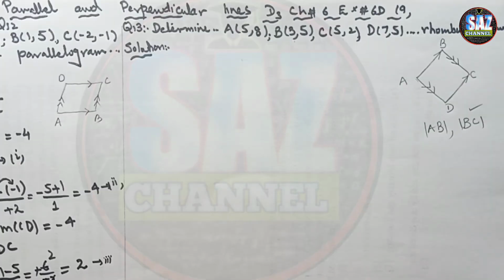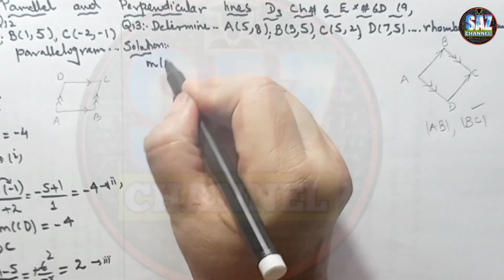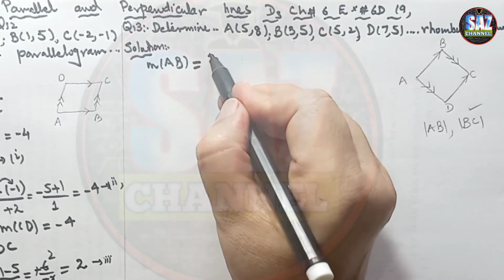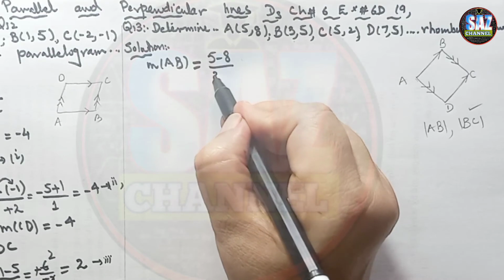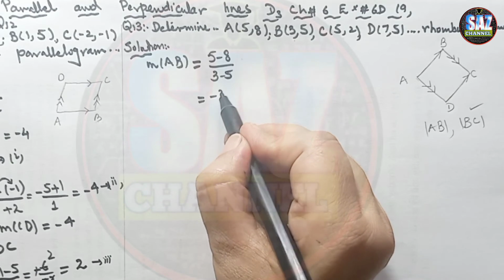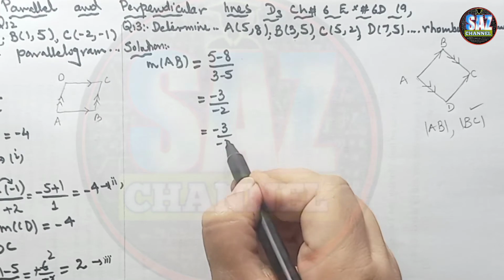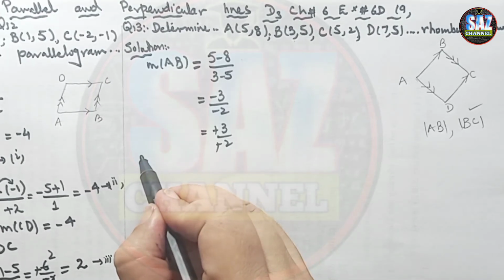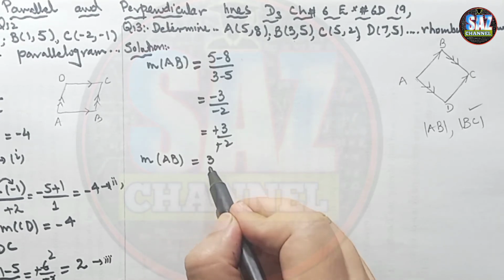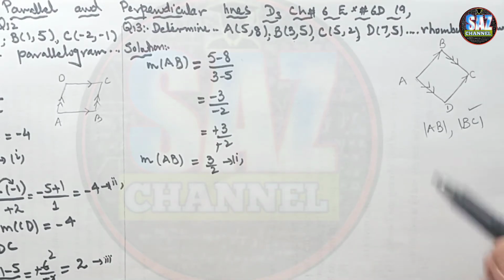First of all, I'm going to find the gradient of AB. MAB equals y2 minus y1 upon x2 minus x1, which is 5 minus 8 upon 3 minus 5, which is minus 3 upon minus 2, and I can simplify this. So MAB is 3 by 2, and let's mark it with 1.